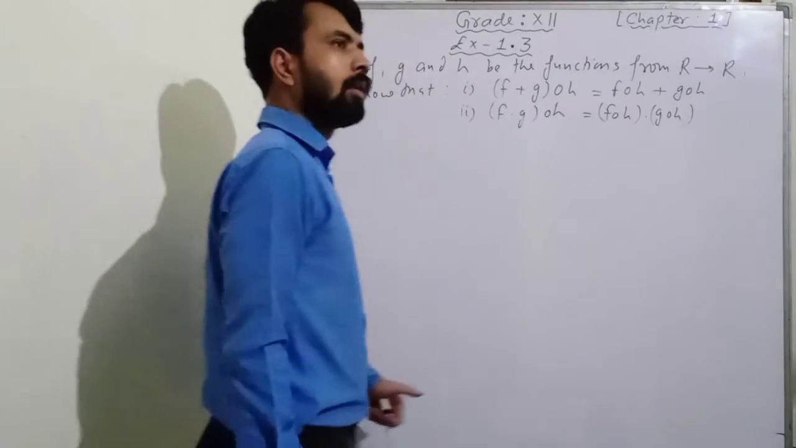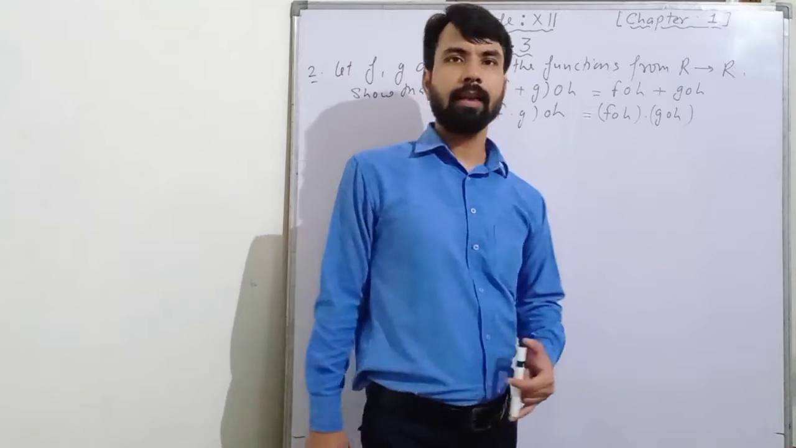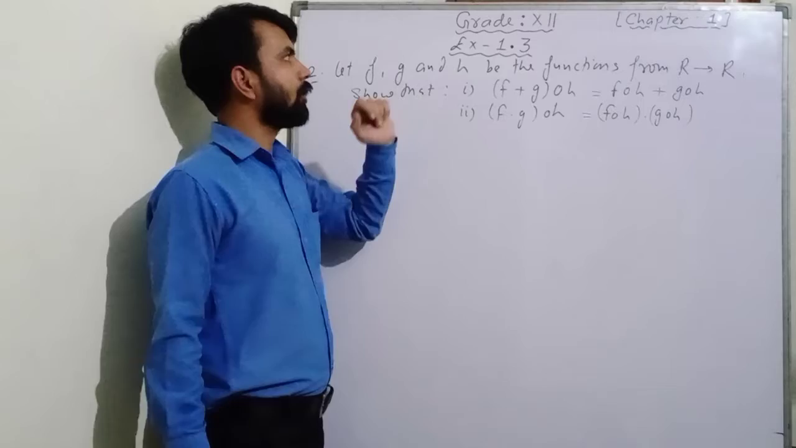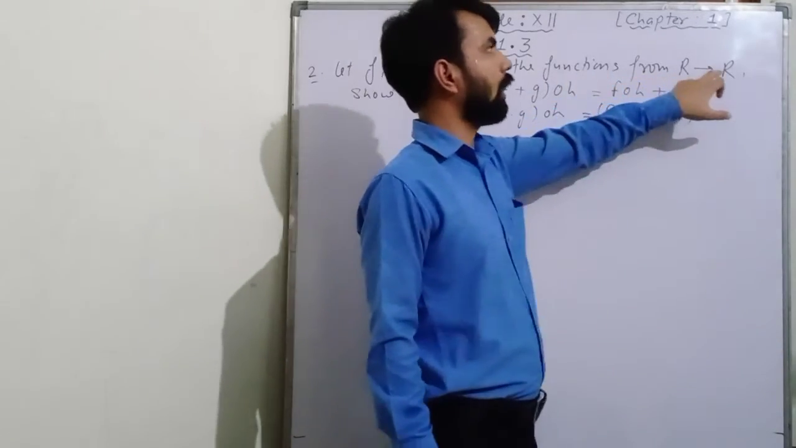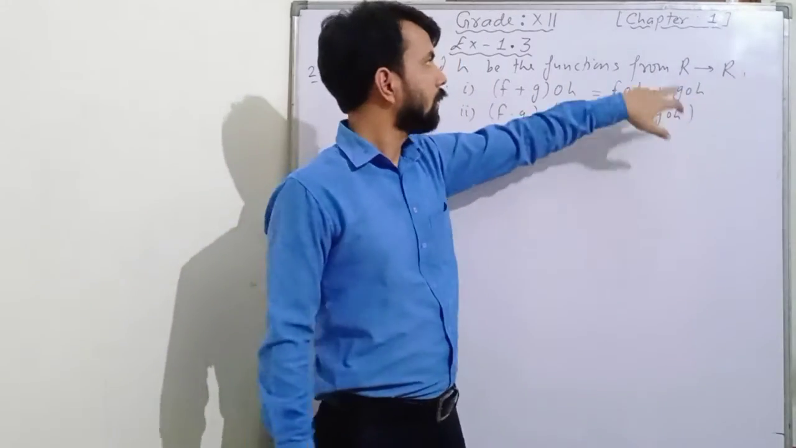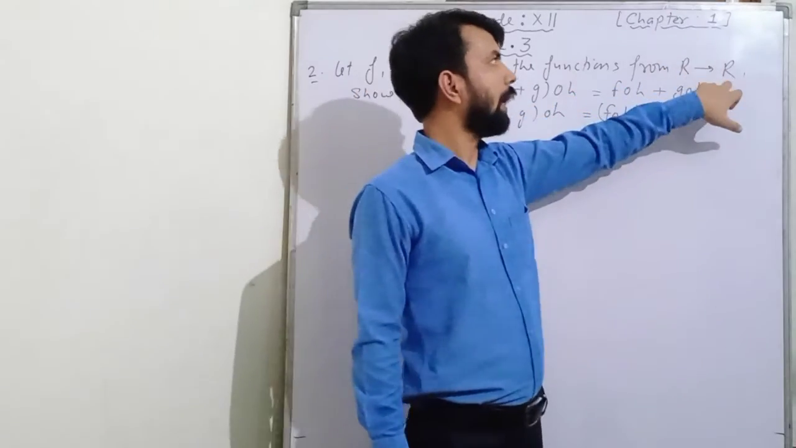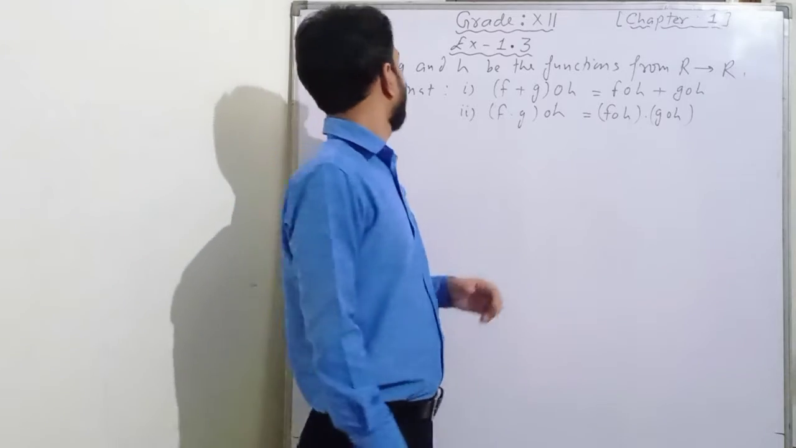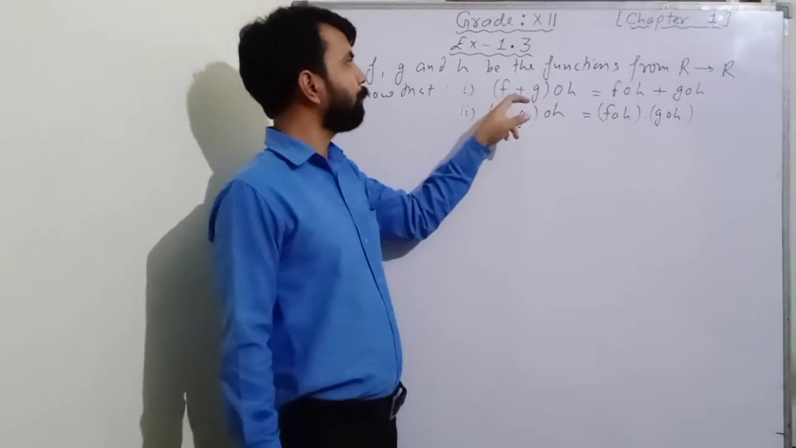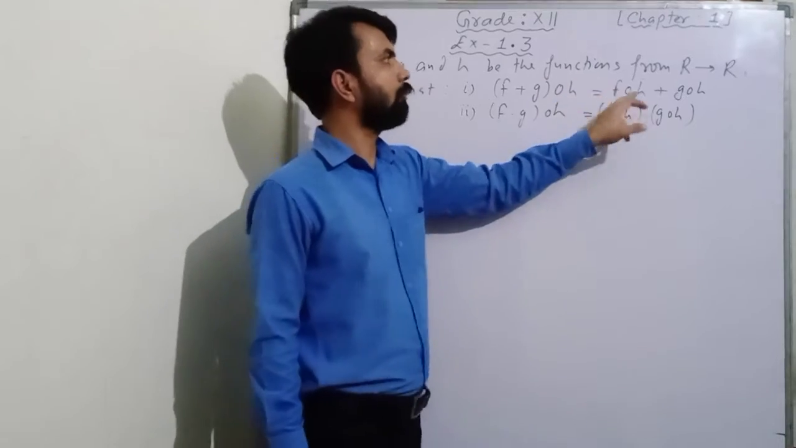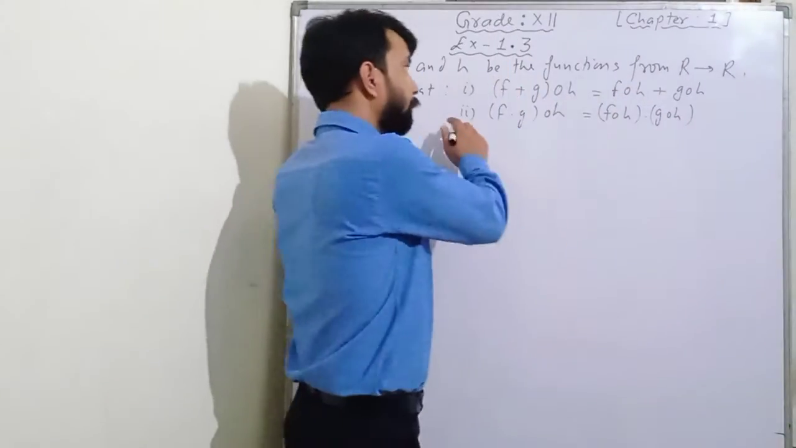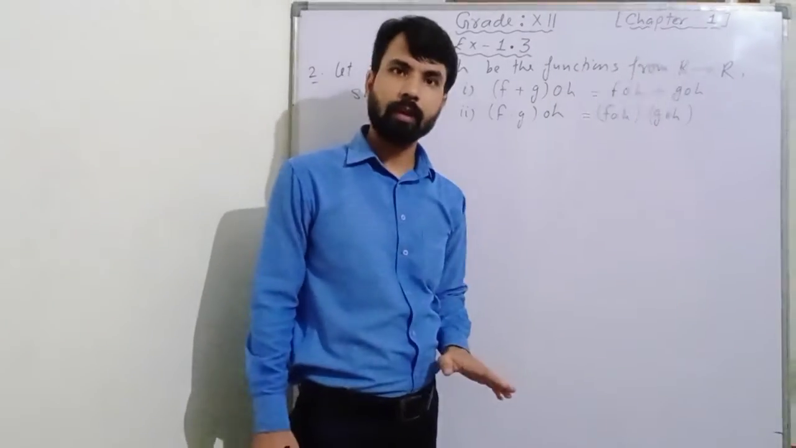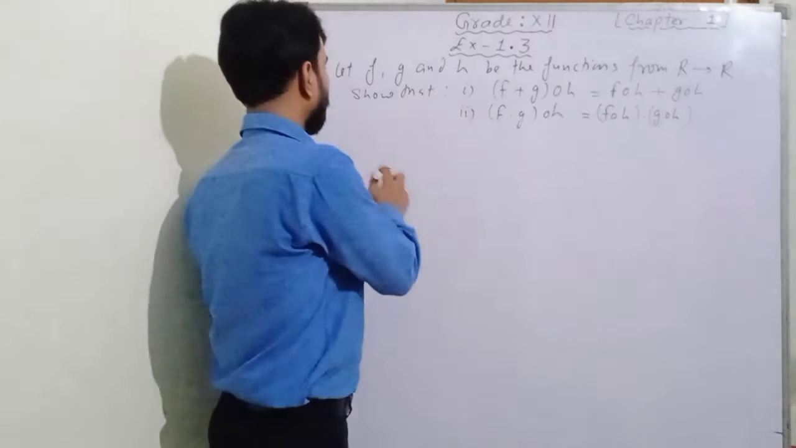Okay students, let's start the second question of this exercise. Let f, g and h be functions from R to R. R to R means the domain is the set of real numbers and the codomain is also the set of real numbers. We have to show that (f plus g) o h equals f o h plus g o h. In the second part, we have to prove (f dot g) o h equals f o h dot g o h. I am solving the first part.